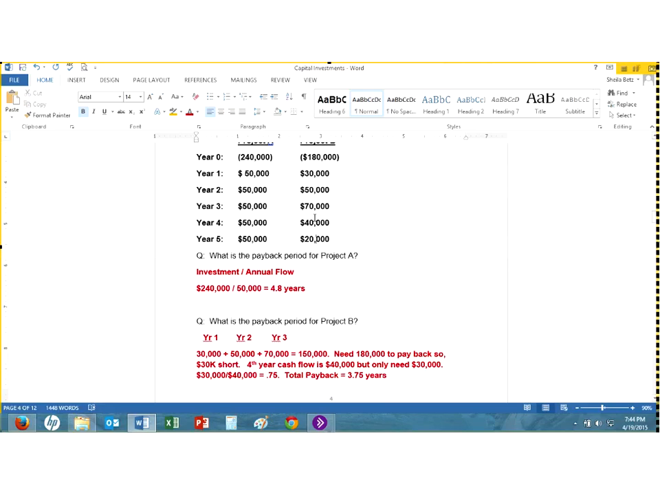So I can't say 4 years because that's not necessarily accurate, because in 4 years I will have more than $180,000. I want the exact amount of time. This is assuming that the cash flow is coming in evenly throughout the year. I need $30,000 of that year 4 of $40,000 coming in. So if I take $30,000 over the $40,000, I get 0.75. Therefore, it's going to take me the first 3 years and 0.75 of the 4th year. So it's 3.75 years to get my money back.